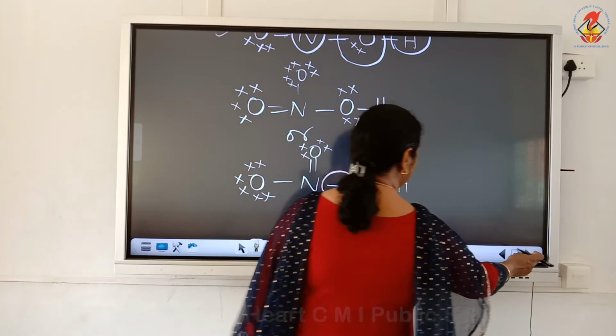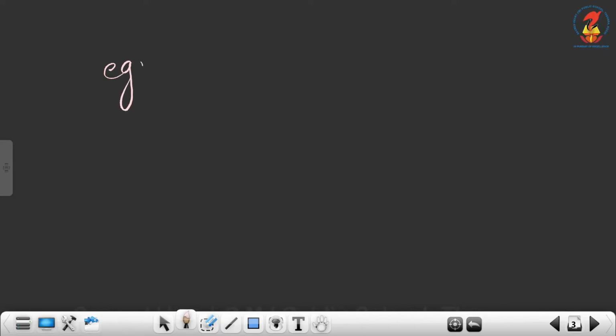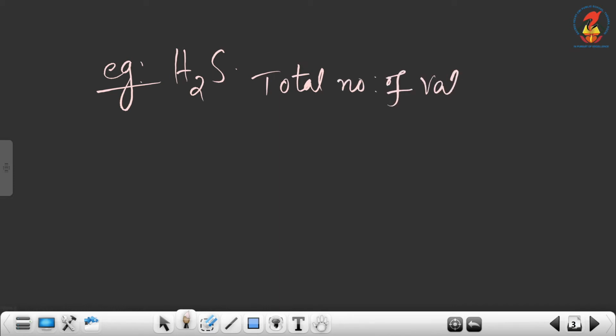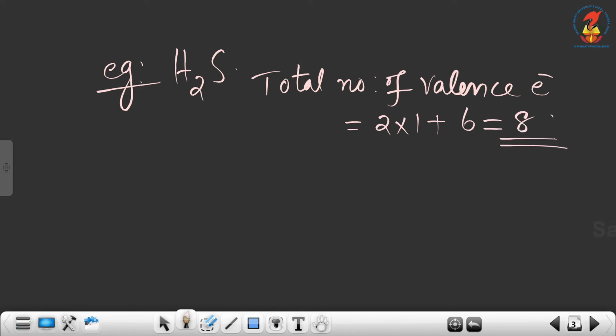H2S. H2S is hydrogen sulfide, and let's calculate the total number of valence electrons. Total number of valence electrons will be equal to 2 into 1 plus 6, which is equal to 8. Now the sulfur will come in the middle and hydrogen on both sides. Now put a single bond. This is the skeletal structure.